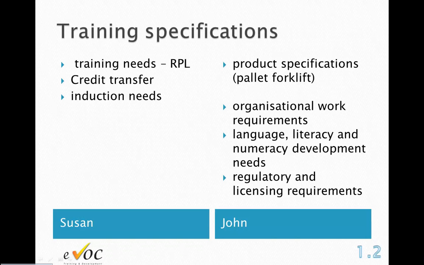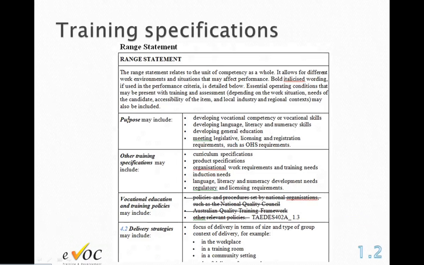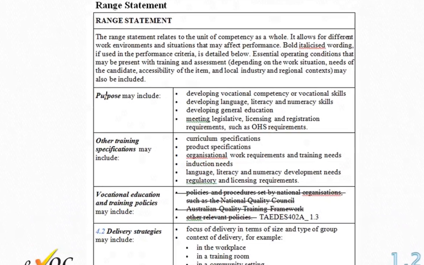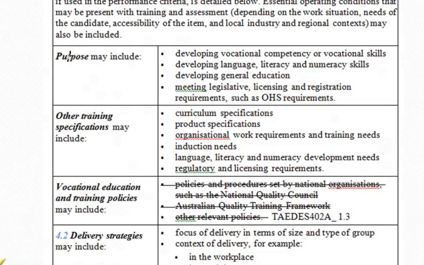So let's just go now, if you want to turn to your unit of competency document. I've actually broken down the range statement. So you can see here other training specifications, and I've tried to separate them. Now it says may include, so we don't have to use all of them, just pick the ones that apply to our two different cases. So just looking at curriculum specifications all the way down to regulatory and licensing requirements.